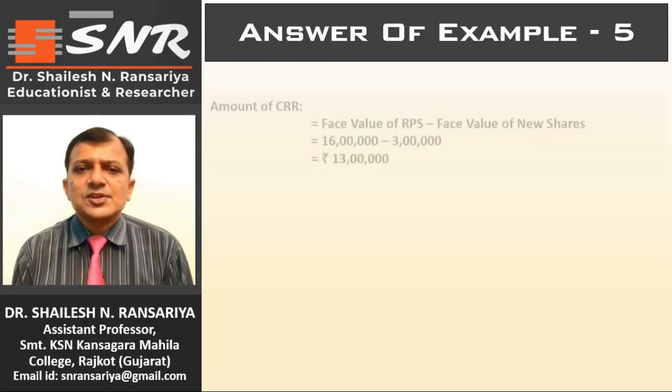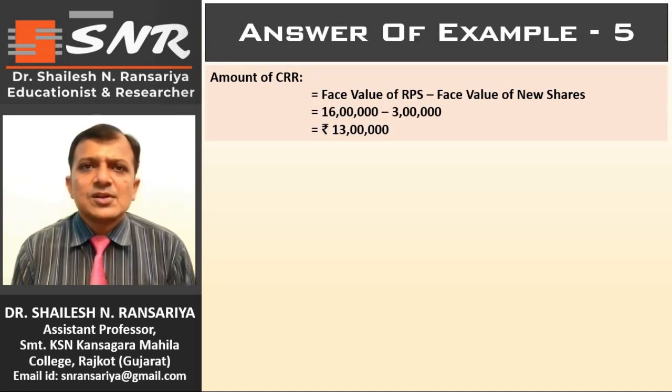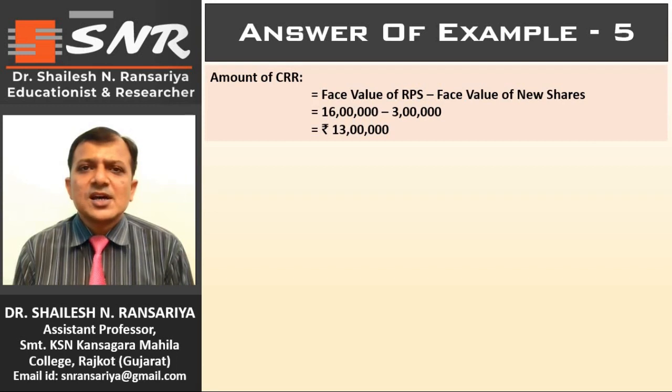Next, calculation for the amount of CRR, which is equal to face value of RPS less face value of new shares. Face value of RPS in total means 12% RPS face value plus 14% RPS face value. So 10 lakhs plus 6 lakhs, total 16 lakhs, minus face value of new shares, which is 3 lakhs. So the difference is rupees 13 lakhs. So in this example, we have to make a provision for CRR of rupees 13 lakhs.